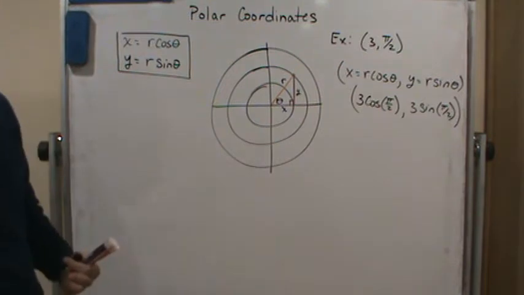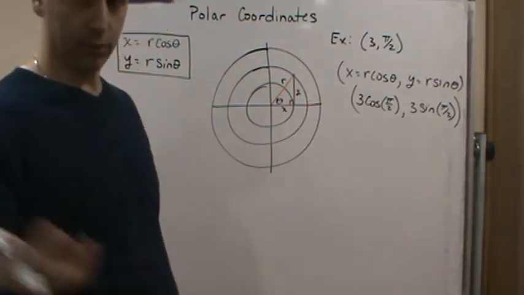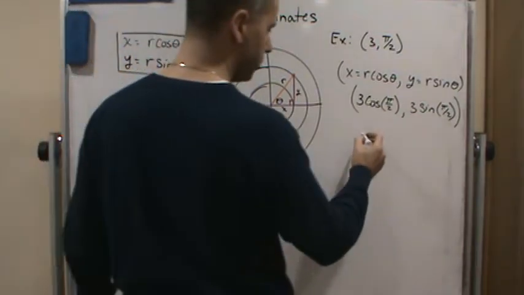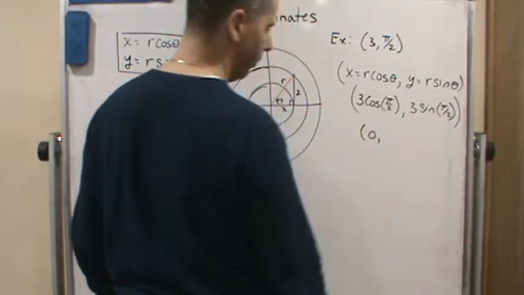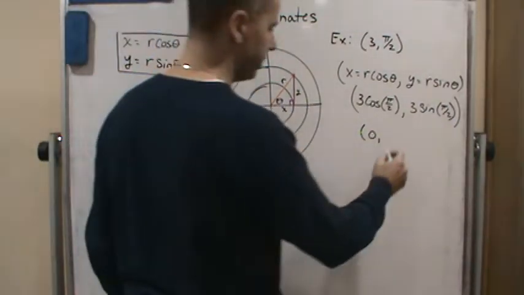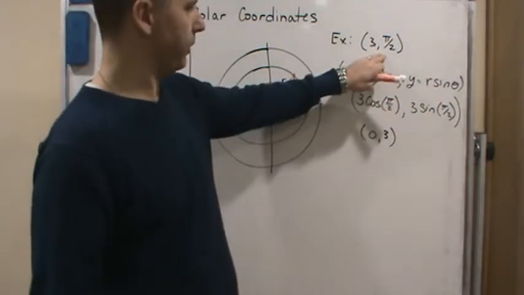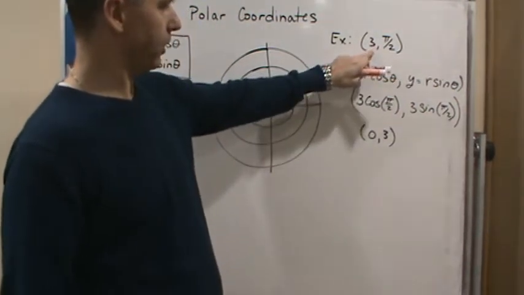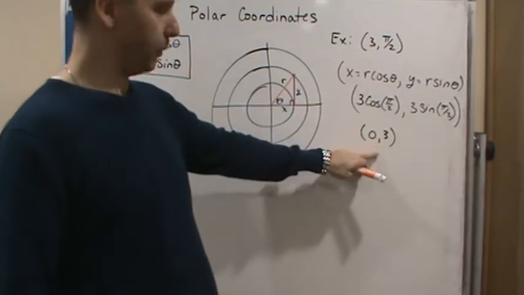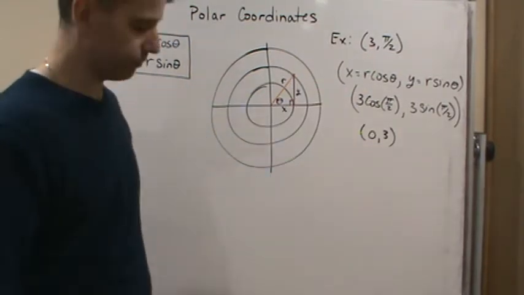Well, what's the cosine of pi over 2? What's the cosine of 90 degrees? Well, 0, right? So this is going to end up becoming 0. And what's the sine of 90 degrees? That's 1. So this is going to end up being 3. And of course, that makes perfect sense. This is a 90-degree angle with a radius of 3. That'll put you right there at 0, 3 in rectangular coordinates.